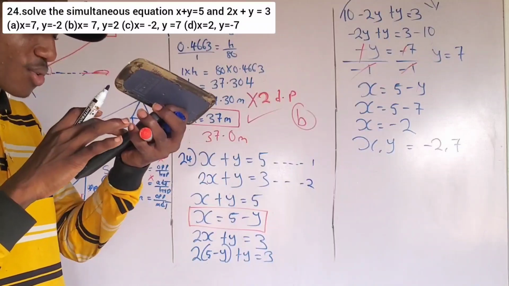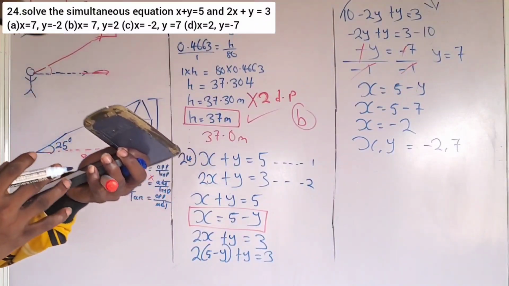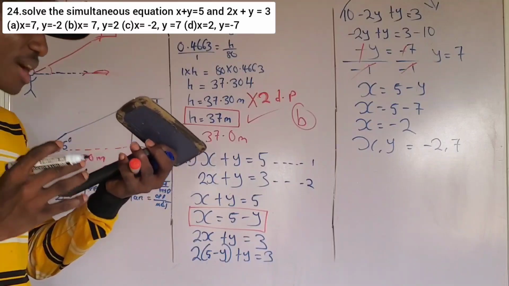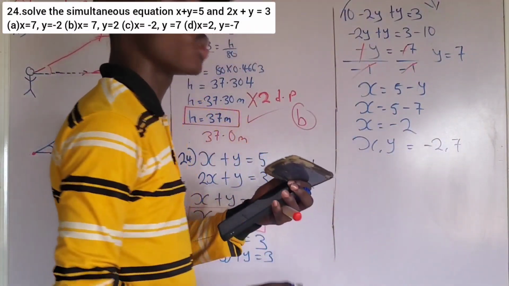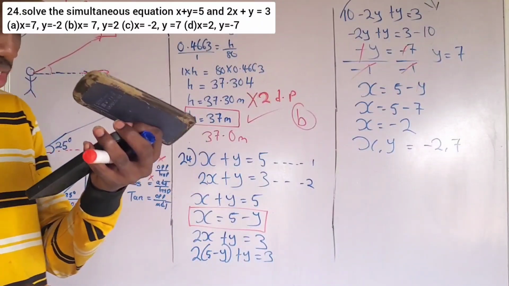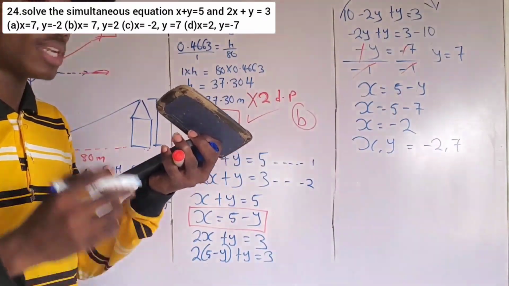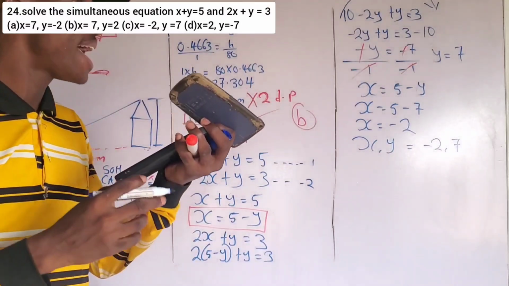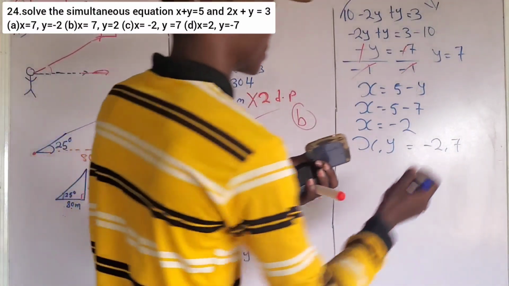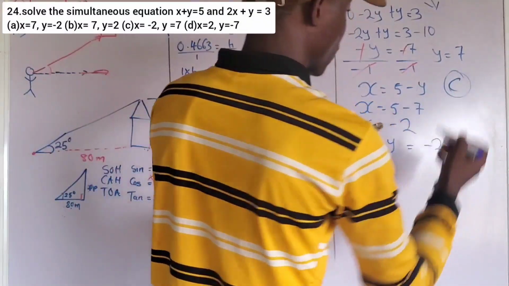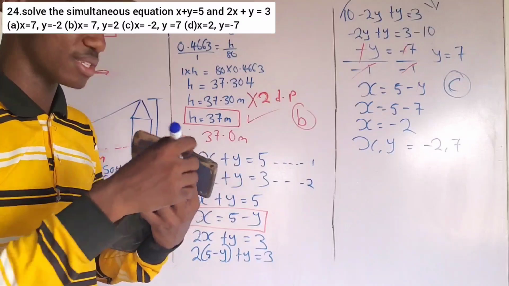So let us look at the correct option. The first option says x is equal to 7 and y is equal to minus 2. That is incorrect, okay? Because from our solution we can see that x is equal to minus 2 and y is equal to 7. So option A is not correct. Option B, x is equal to 7 and y is equal to 2. That is also not correct. Option C, x is equal to negative 2 and y is equal to 7. Option C is correct. Do you understand? Option C is correct. Now option D is x is equal to 2 and y is equal to negative 7. That is incorrect as well.